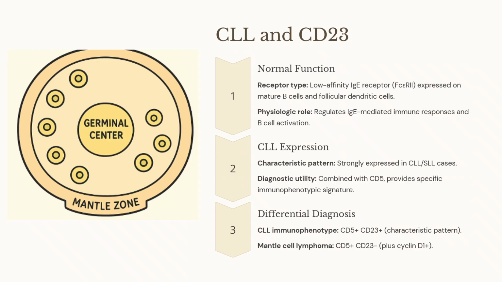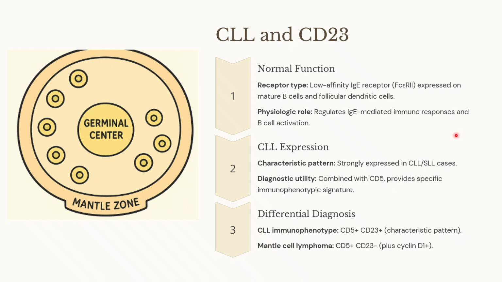Here we are going to see the comparison between CLL and mantle cell lymphoma. We previously saw that chronic lymphocytic leukemia is a B cell malignancy that interestingly expresses CD5, a marker we usually associate with the T cells. But here's another important point. CLL is also CD23 positive. Now contrast that with the mantle cell lymphoma. It is CD5 positive, but it is CD23 negative, unlike CLL.